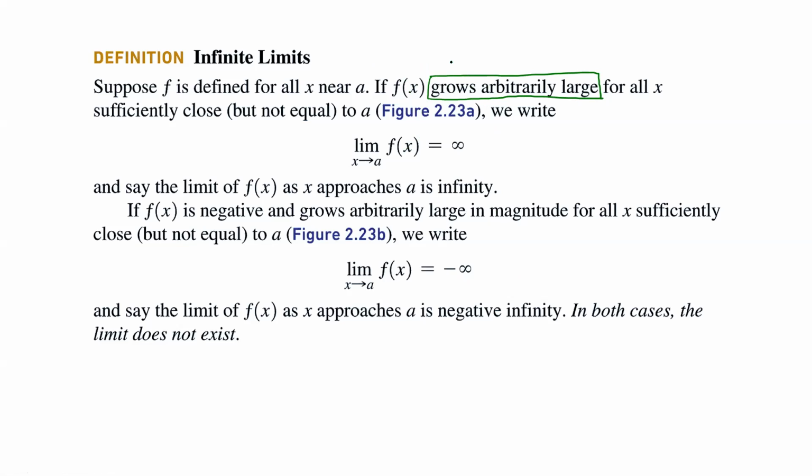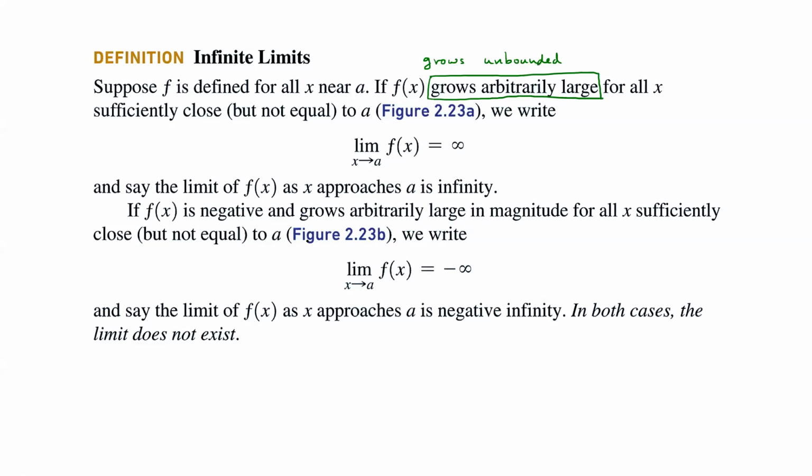We can be a little more technical about what that means, but for us, we can just think of it as growing unbounded. In other words, there's no bound to how large that value gets. It just keeps getting bigger and bigger. So we say the limit as x approaches a of f of x is infinity.